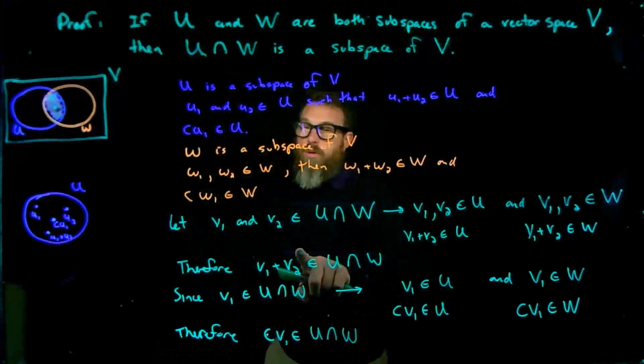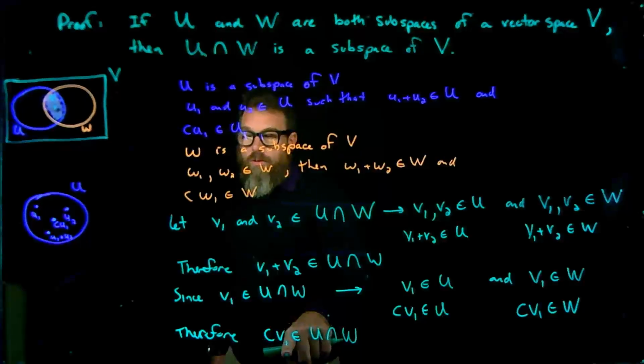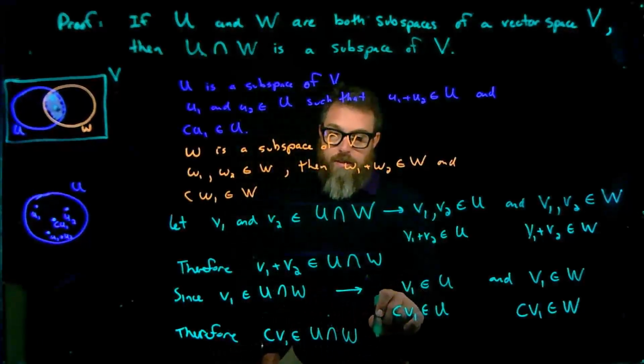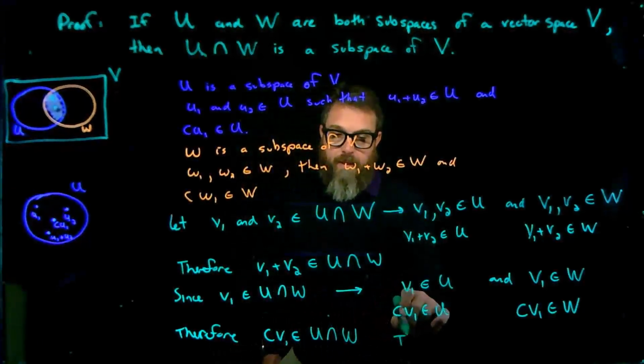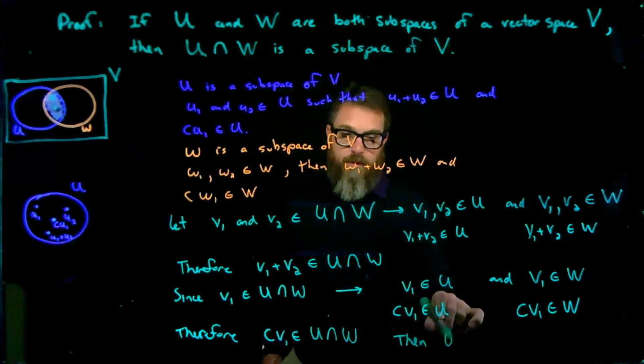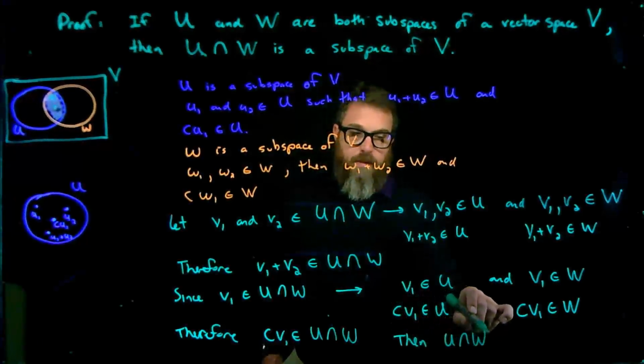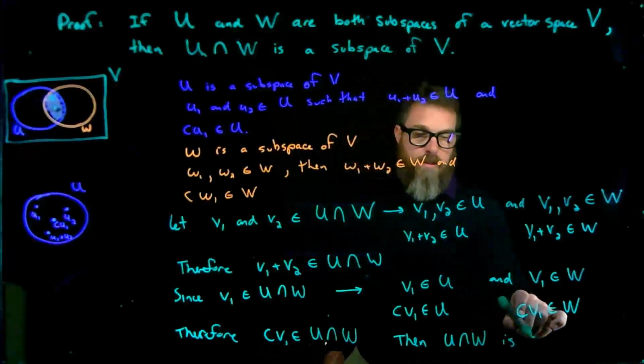And since it's closed under vector addition and also scalar multiplication, this implies that U intersect W is a subspace of V.